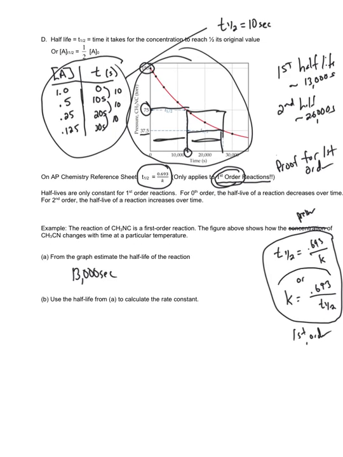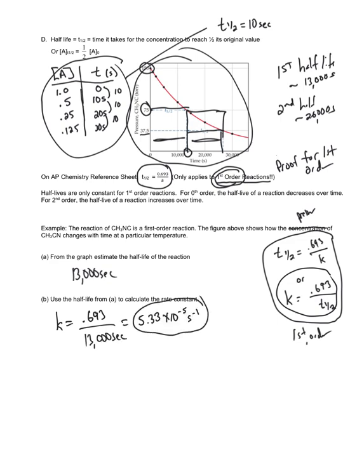Well, because it's first order, I can use the equation on the green sheet. So k equals 0.693 divided by 13,000 seconds. All right, doing the math, I end up getting 5.33 times 10 to the negative fifth. And the units would have seconds on the bottom, so we would have inverse seconds.